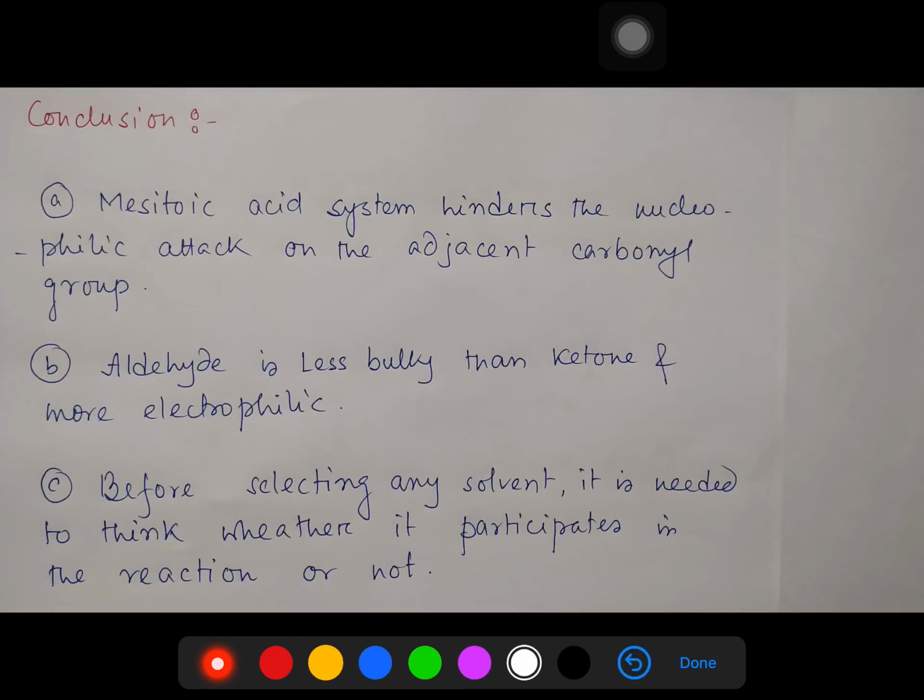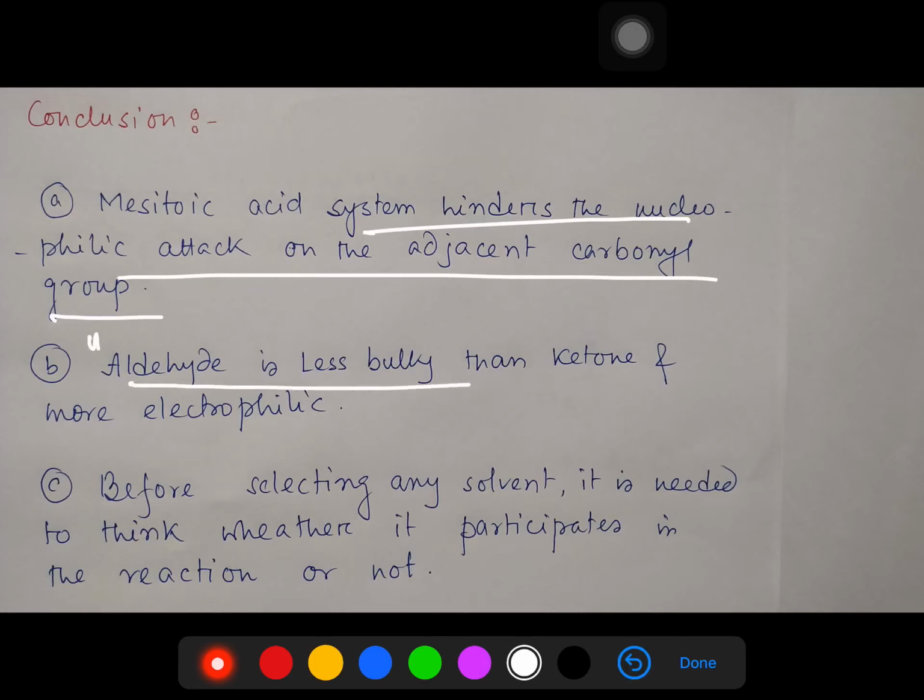So what have we learned today? We have learned that the mesityl system hinders the nucleophilic attack on the adjacent carbonyl group, point number 1. And as a general statement, aldehyde is less bulky than ketone and more electrophilic. That's why the nucleophile prefers to attack the aldehyde, and this phenomenon is also supported by the Burgi-Dunitz trajectory, which shows that nucleophilic attack happens at about a 107 degree angle, but this value may vary slightly from substrate to substrate. Please visit that video.